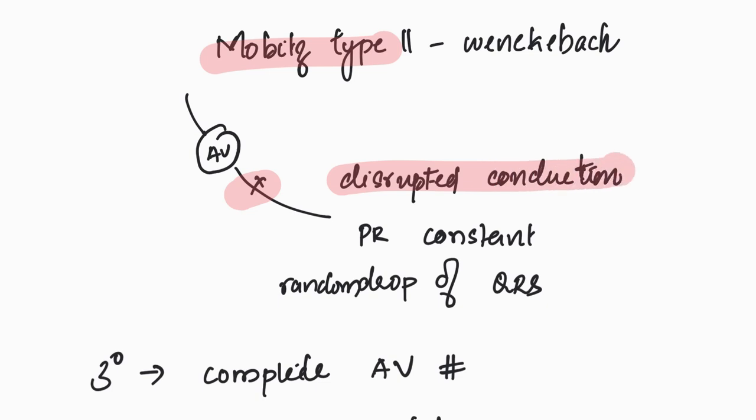So the PR is actually constant, but there is a random drop of QRS complexes. This is what we get in Mobitz type 2. This is a serious condition and such patients require pacemaker implantation.